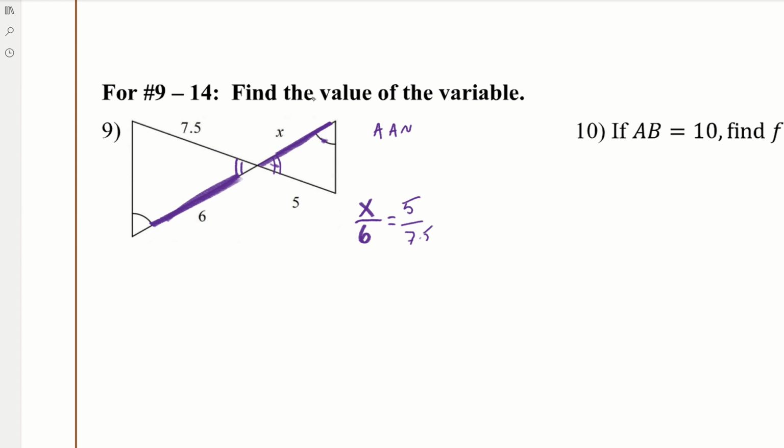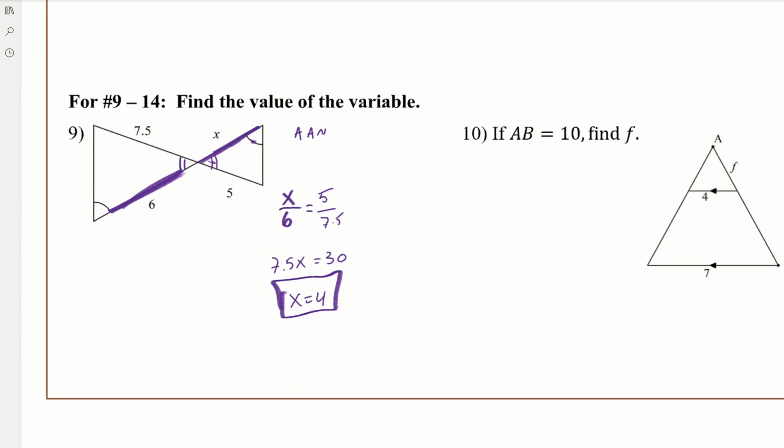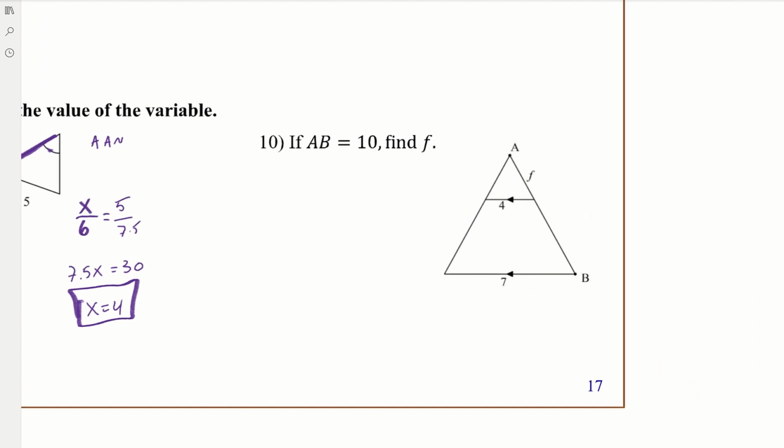And I can solve that. 7.5x is equal to 30, and I'm going to divide 30 by 7.5 to solve for x, and I get that x is 4. Some of you are so smart and you can do that in your head. I can't. Okay, let's look at number 10.